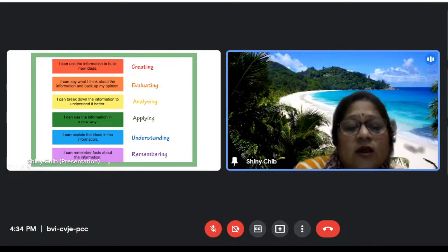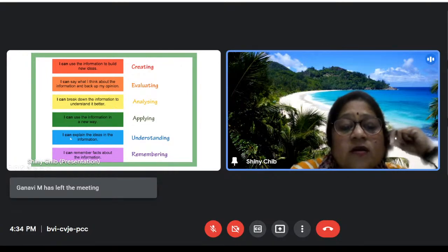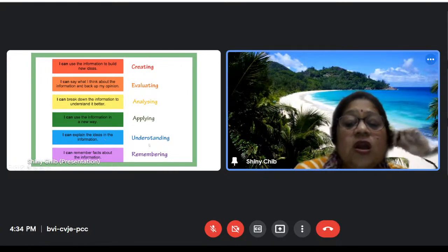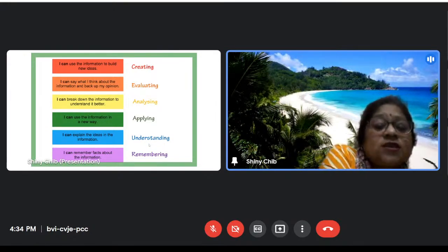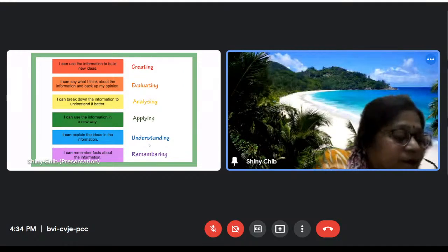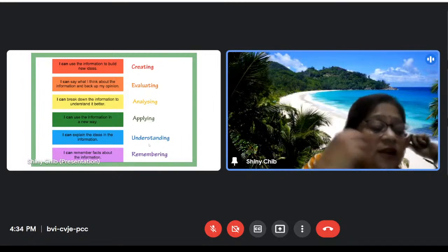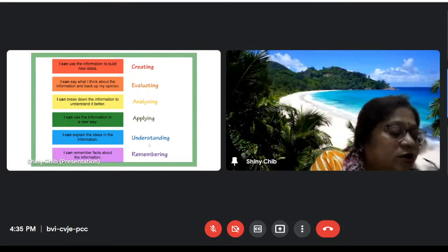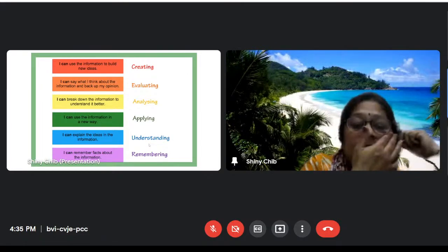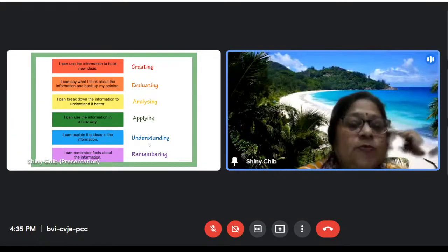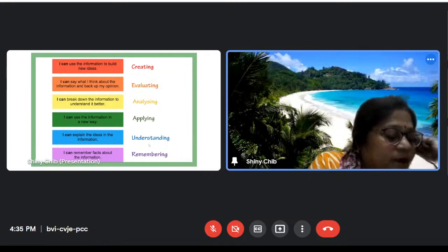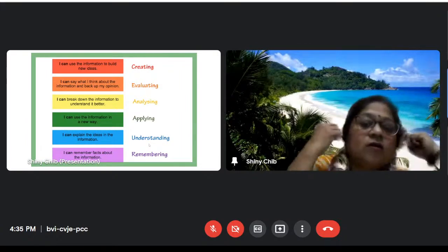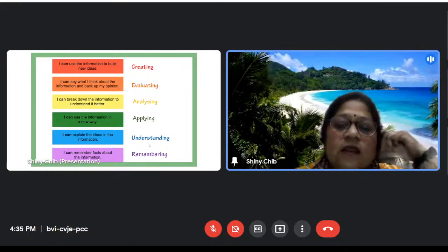So I think the first part is clear. Now the second part is, I can explain the ideas in the information. It is nothing but understanding, which comes to the second level. So how can you ask the same question at the second level? Explain the principles of accounting. And what about the third one? Give some examples while using. You can say, apply the accounting principle and solve it.